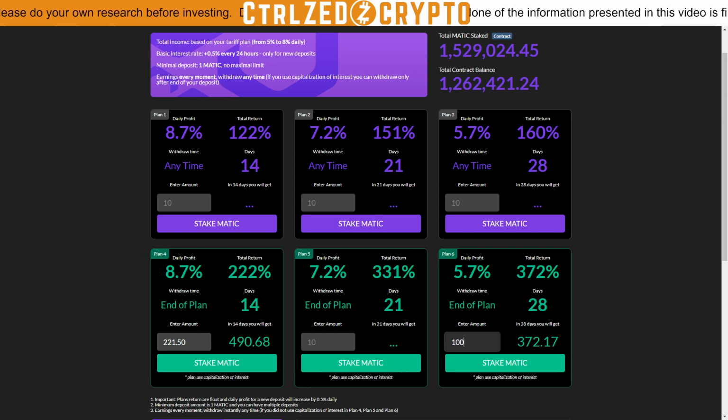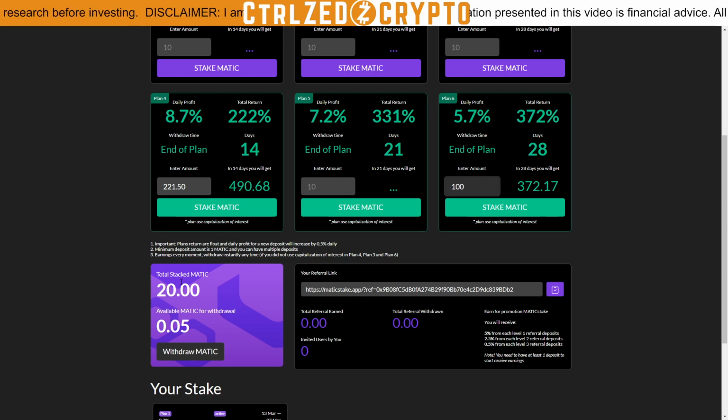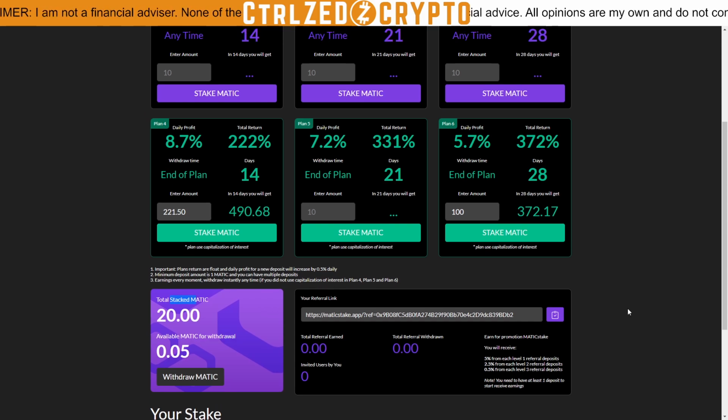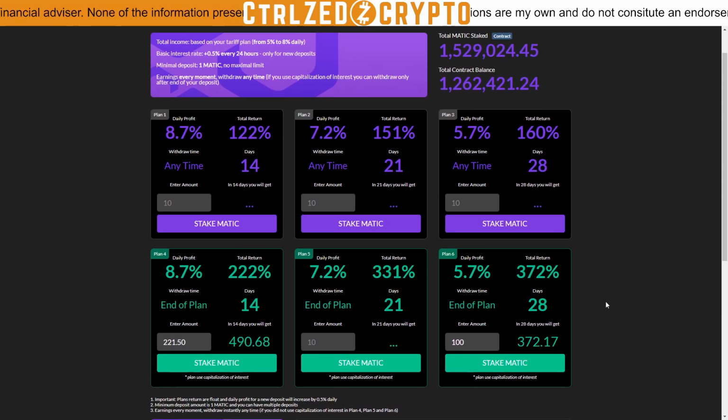A few other things to notice just on this front page. They've spelt things like staked wrong. This is obviously not a high quality page or design. It's a copy and paste with a few design tweaks. The other thing to notice is some things are reflected incorrectly. For example, plan 1 has an 8.7% daily profit with 122% return, but plan 4 has the same percentage profit, but with 100% on top of the return. How does that make any sense? The answer is it doesn't. The figures on this page are just not correct.